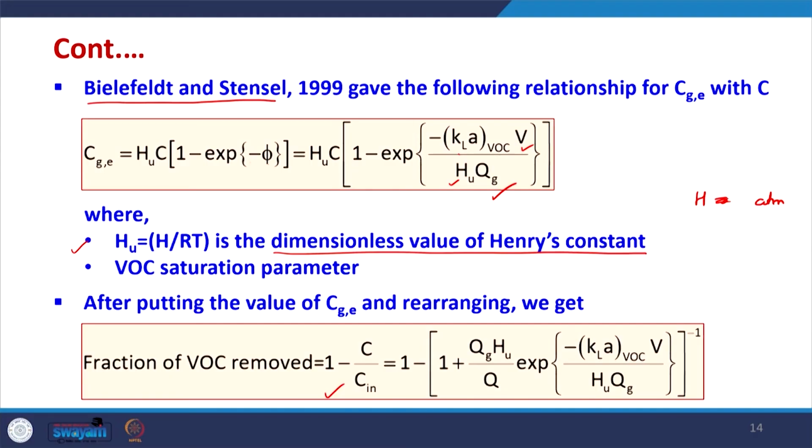So, we are using the dimensionless form of the Henry's constant here, H_u, here and here also, and Q_g is the flow rate of the gas which is being diffused. And psi is overall called the VOC saturation parameter, which is missing here. So, what we need is the K_L a, again the volume we have to determine, the H_u will be known for the VOC from literature or we have to separately find it out, and Q_g is the flow rate.